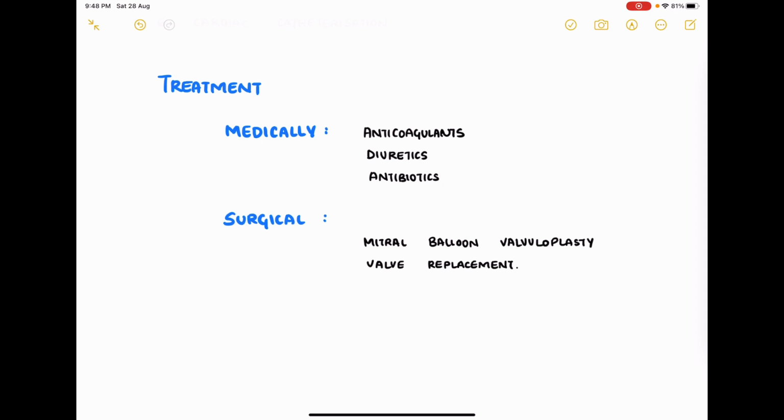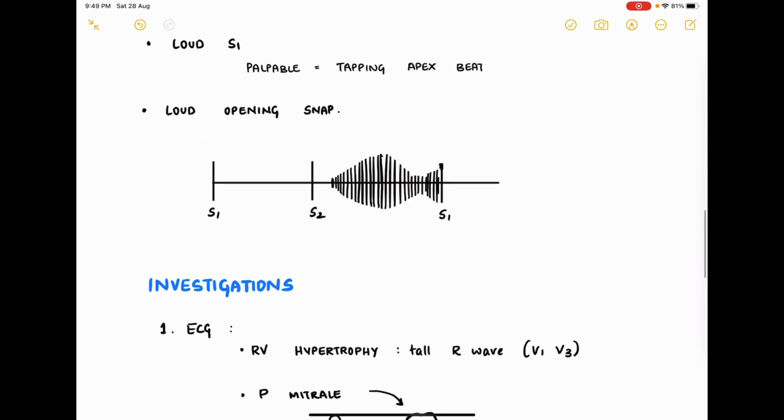But if medical treatment is not helping, then surgical methods have to be opted for. We have mitral balloon valvuloplasty, which is very useful. Valve replacement can be done when the valve has become rigid and calcified. So here I end the discussion on mitral valve stenosis.